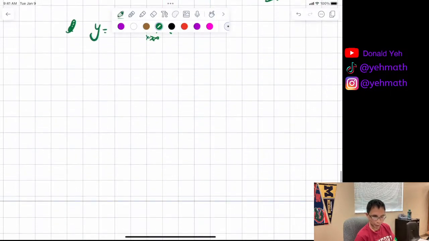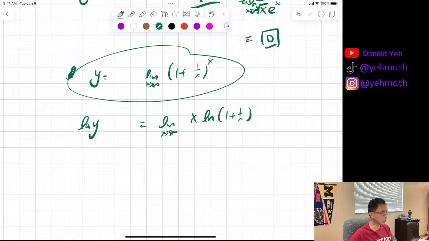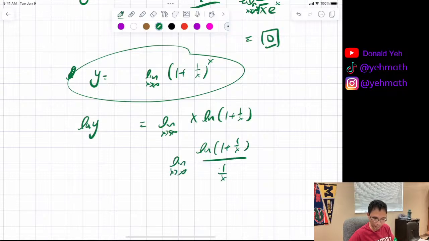Okay, so you guys already did that one already, so you know what to do. Take the natural log of both sides, and then you take a derivative. So natural log of y equals the limit as x approaches infinity of x times natural log of 1 plus 1 over x. Now, in order to make a fraction, I need to write it as ln of 1 plus 1 over x, over 1 over x.